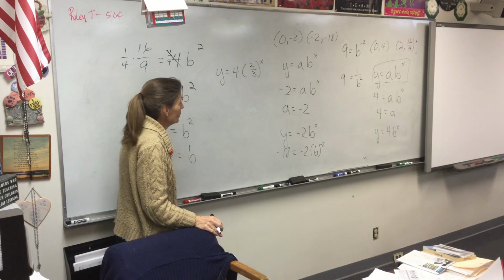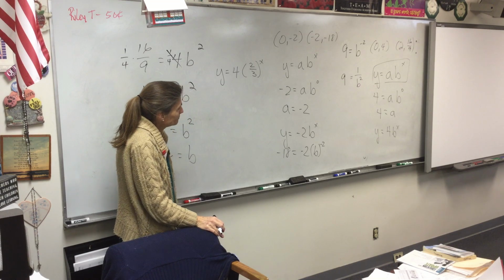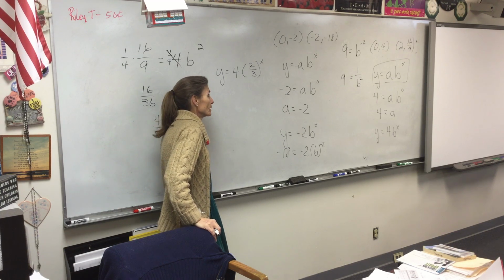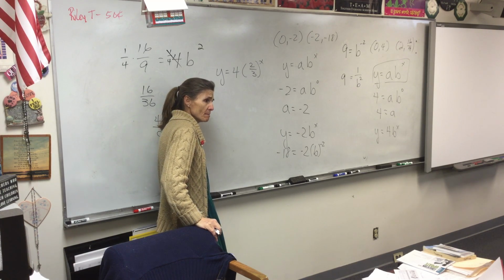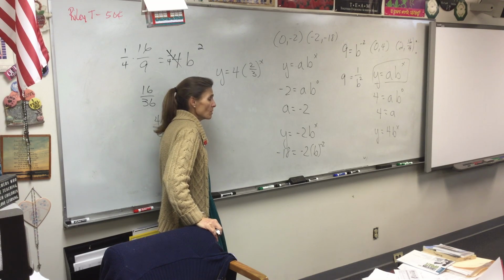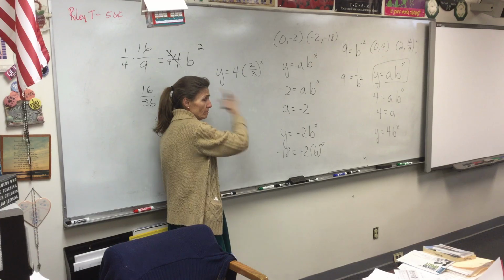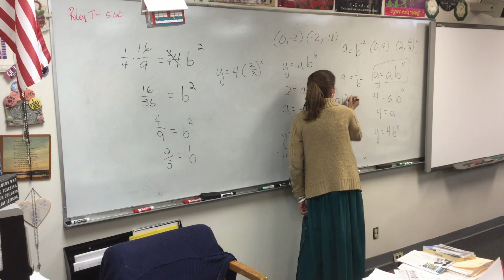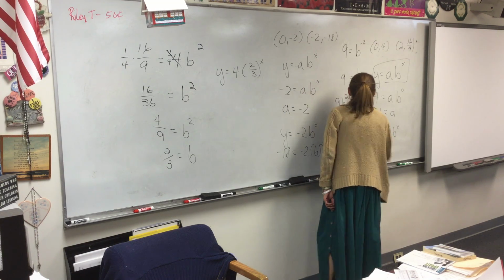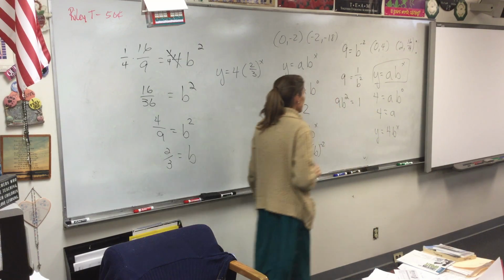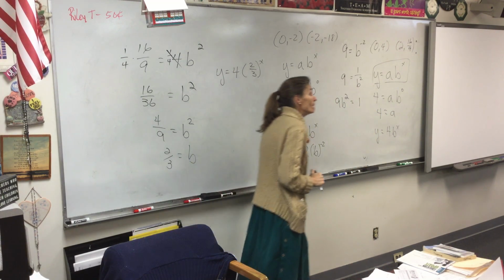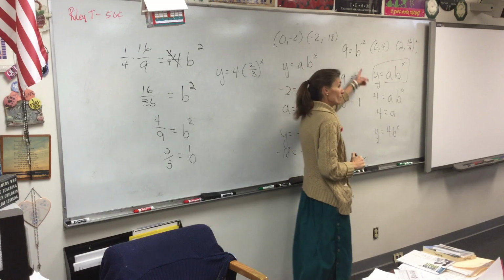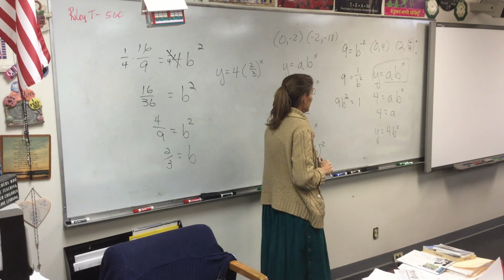Now what? I probably wouldn't square root just yet. You could. I prefer to get that b by itself. So what do I need to do? I need to multiply over to here. I'm going to get b by itself. Now I want 1 over b. I want b. So now what?